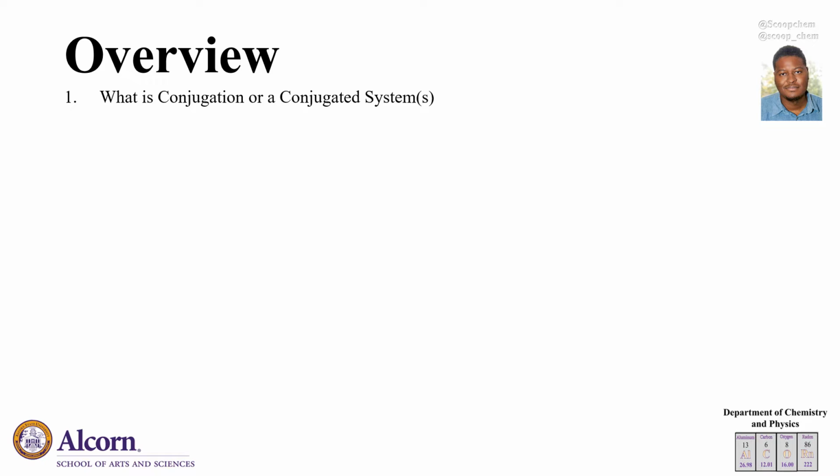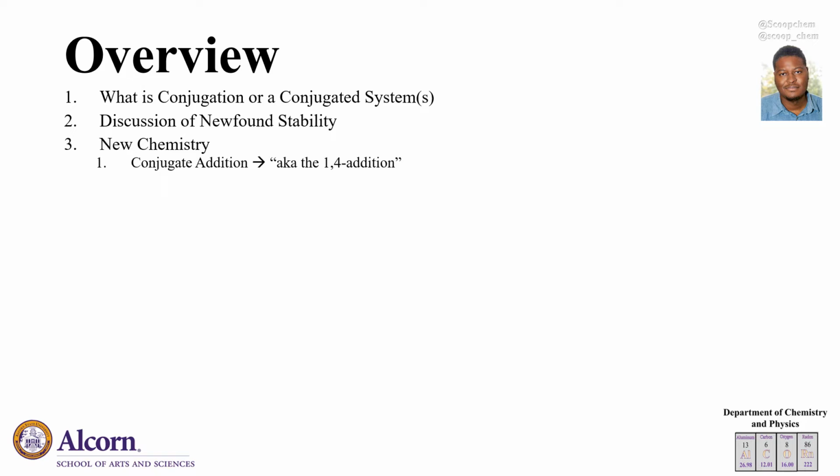We're starting chapter 15, which is covering conjugated systems. Okay, so very quickly for our overview of this lecture, we'll first start discussing conjugation and conjugated systems. This will lead us into a discussion of stability, which is typically resonance stability. Now, there's new chemistry that comes out of conjugated systems. We're going to be covering conjugate addition, also known as the 1,4 addition. With 1,4 additions now being a part of our conversations, we need to learn selectivity.